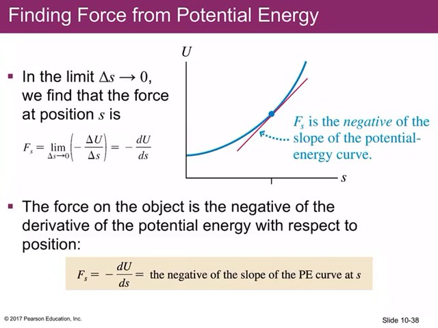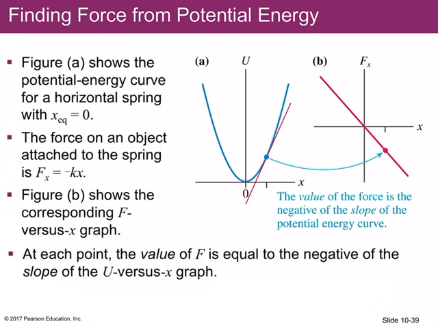Okay, and they're showing you here on another graphical image what's happening as the displacement approaches 0. You can find that the force is at this position S right here. So the force is the negative of the slope of the potential energy curve. Okay, so the negative of whatever that slope is.